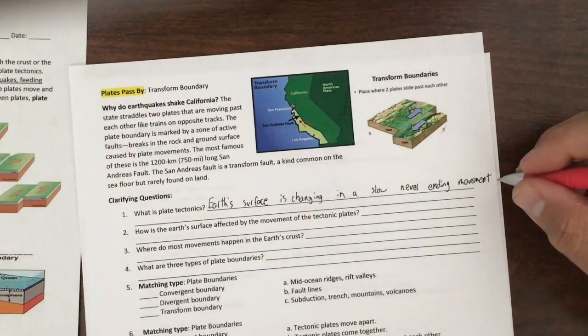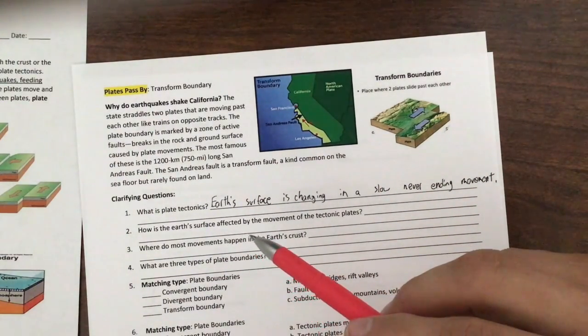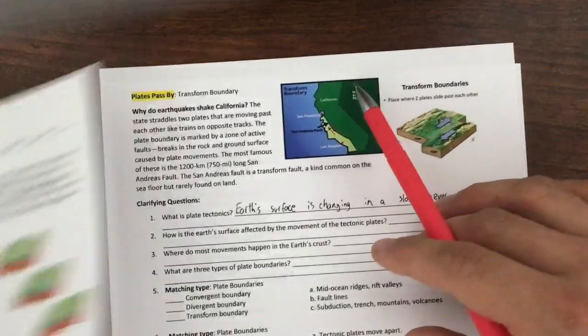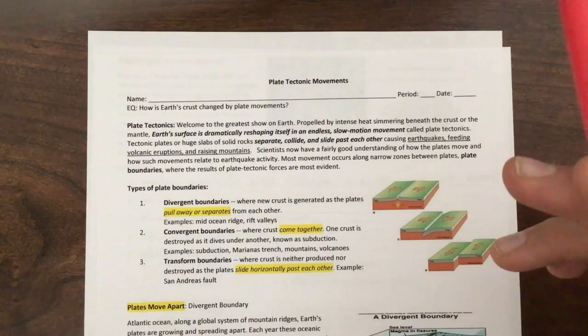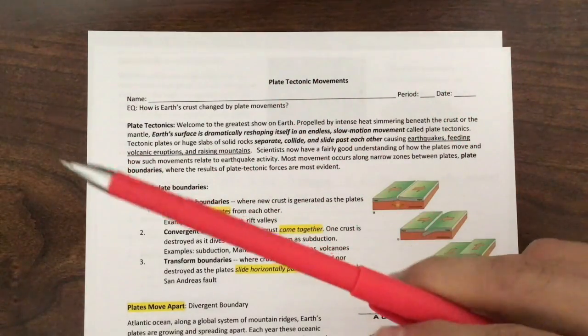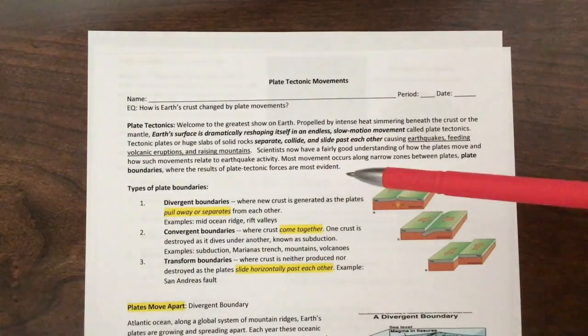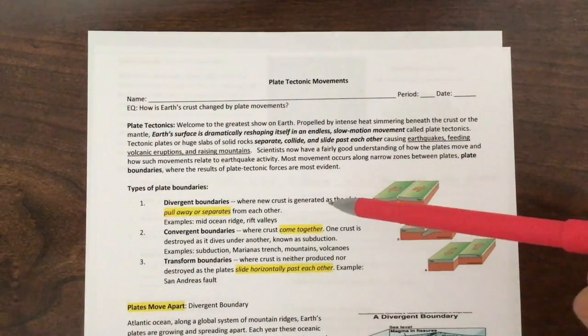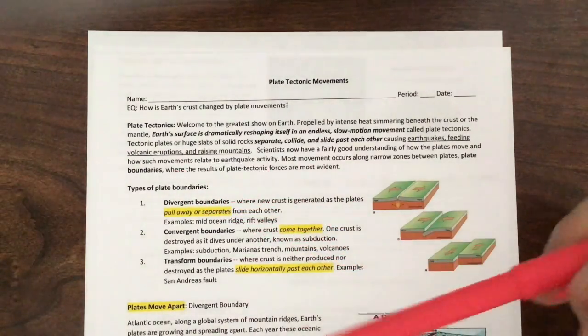Okay, in a whole sentence. Period. How is the Earth's surface affected by the movement of tectonic plates? Well, let's see. What does it cause? What do these cause? Separating, colliding, sliding past each other. What does that cause on the Earth? Well, causes earthquakes, feeds volcanic eruptions, and raises mountains. I say that's pretty good how it affects.